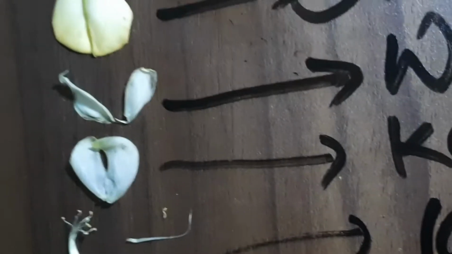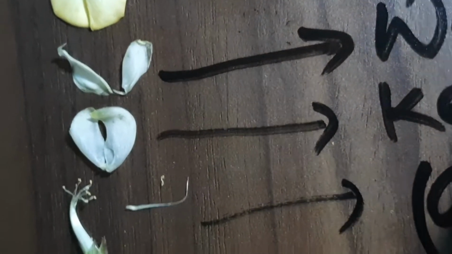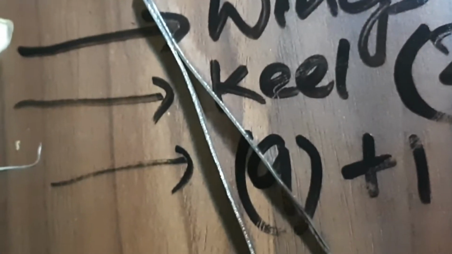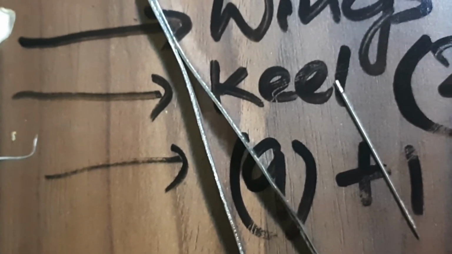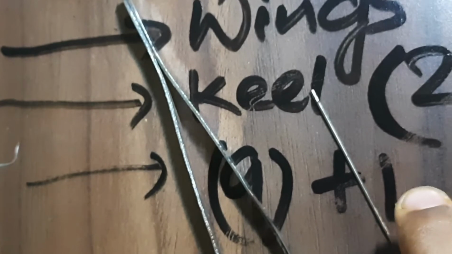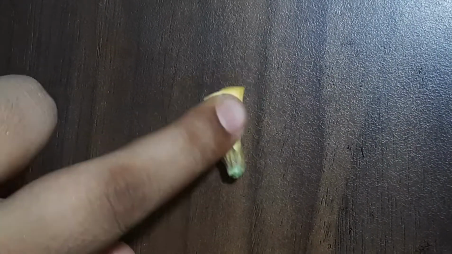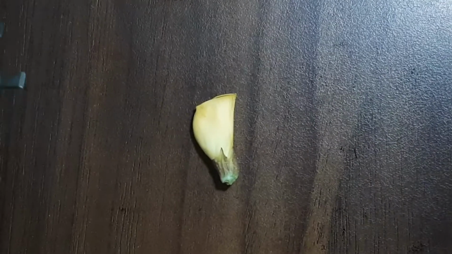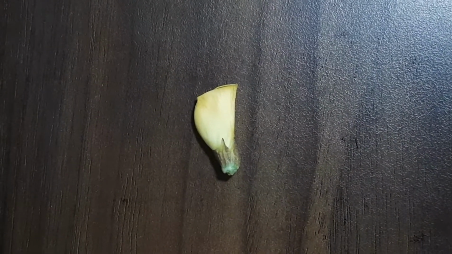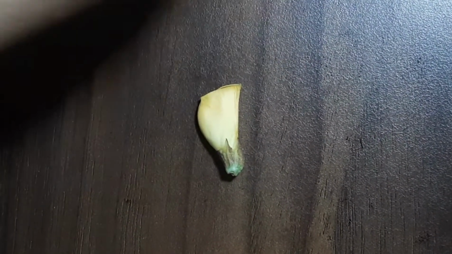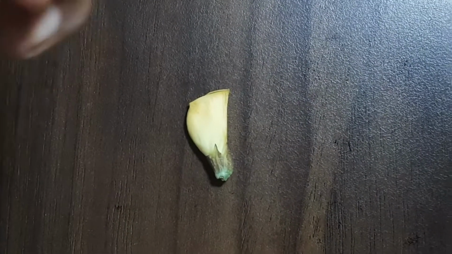So let's dissect another flower. You need one forceps and one needle for dissecting the flower. So let's do it. I have another flower here, and I am going to dissect the flower in front of you.